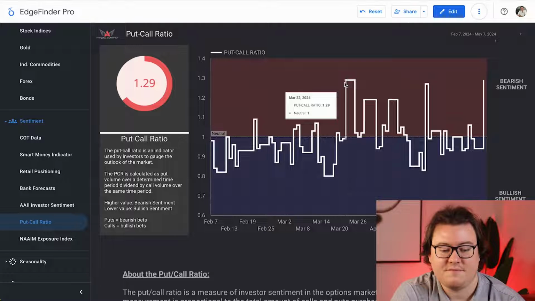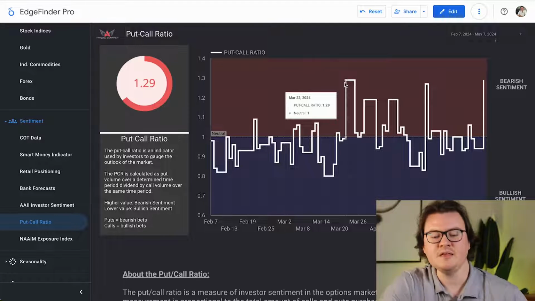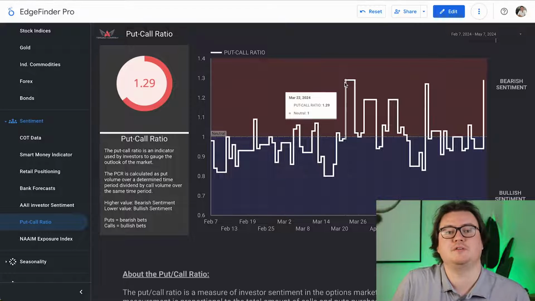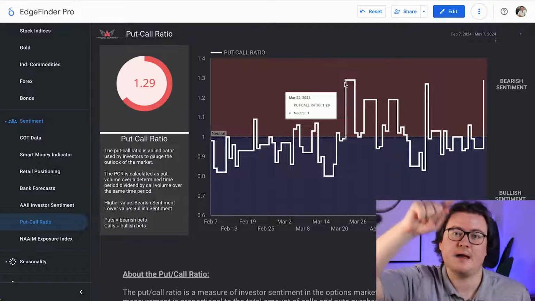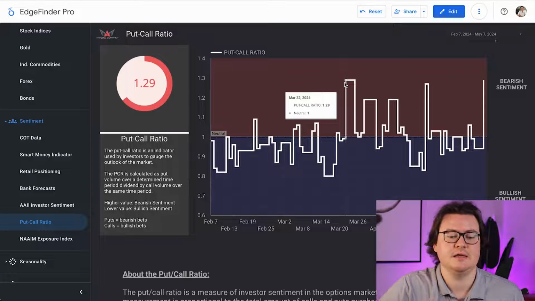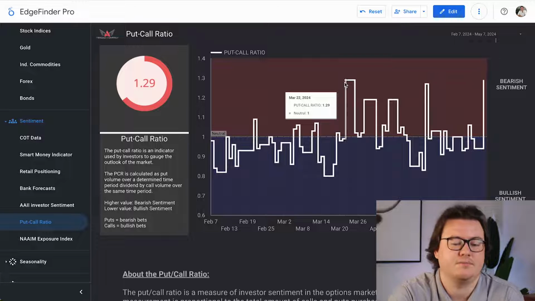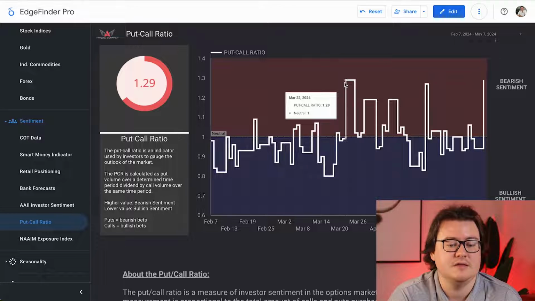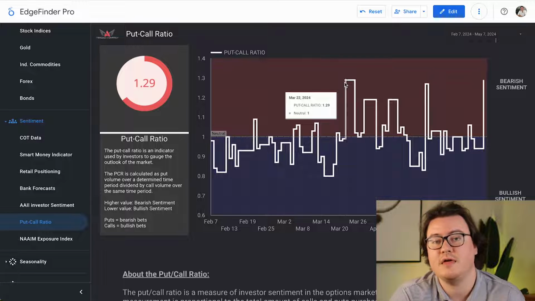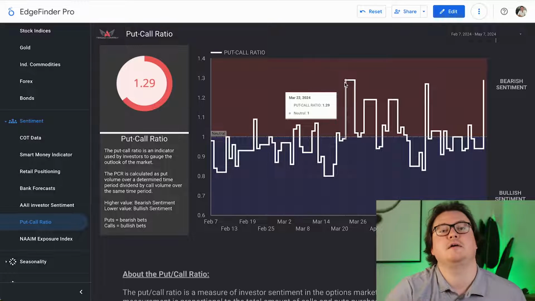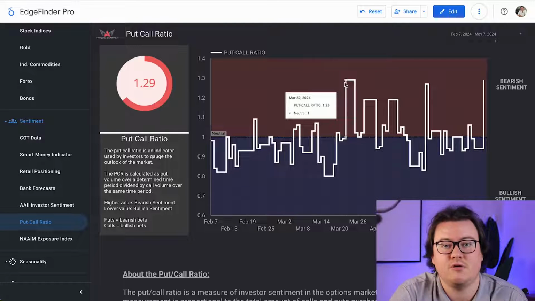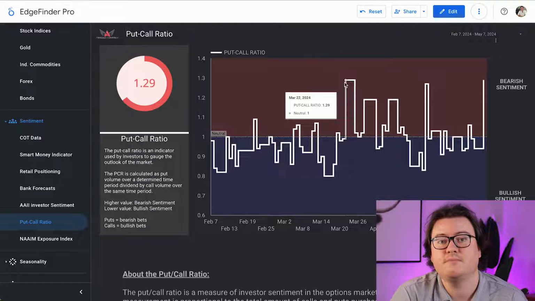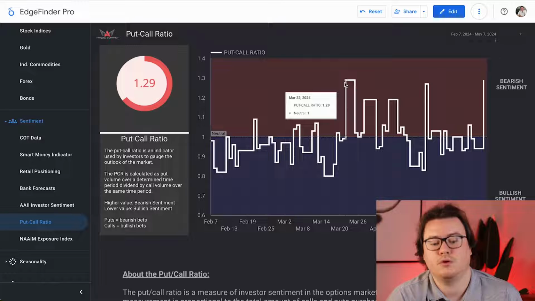Now, my favorite way to use the put-call ratio is to look for big groupings of multiple days in a row in the same sentiment. Because if we're bouncing from bullish to bearish sentiment day after day, then investors are probably a little confused. They don't have a strong bias for where they think the market is going to go. But if we see it consistently day after day in the same sentiment area, then we know that investors have made up their mind and they are confident that the market is either bullish or bearish, wherever that sentiment may be.